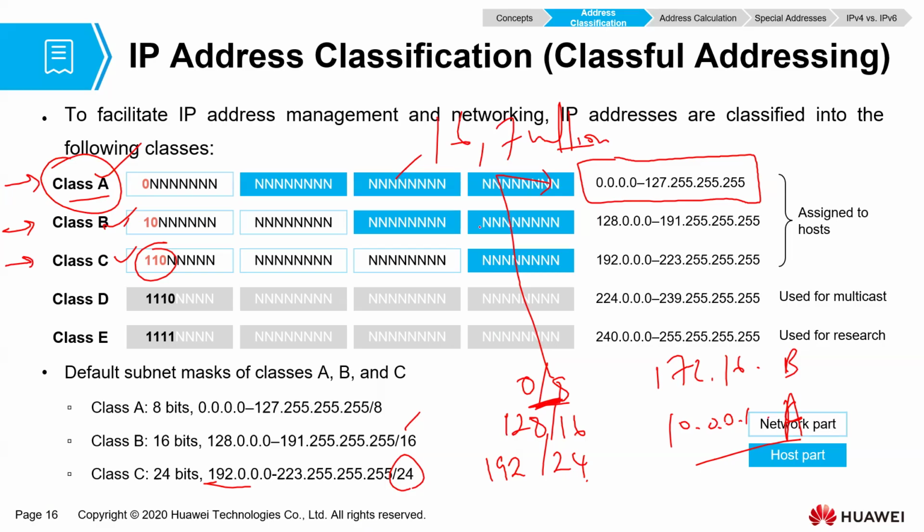To the power of 16, 65,000. So we have 65K for class B. Then for this one, this is 256 for class C. So you can see the classes go in order by the number of hosts that you can have within that given class. Very important to understand the classes.